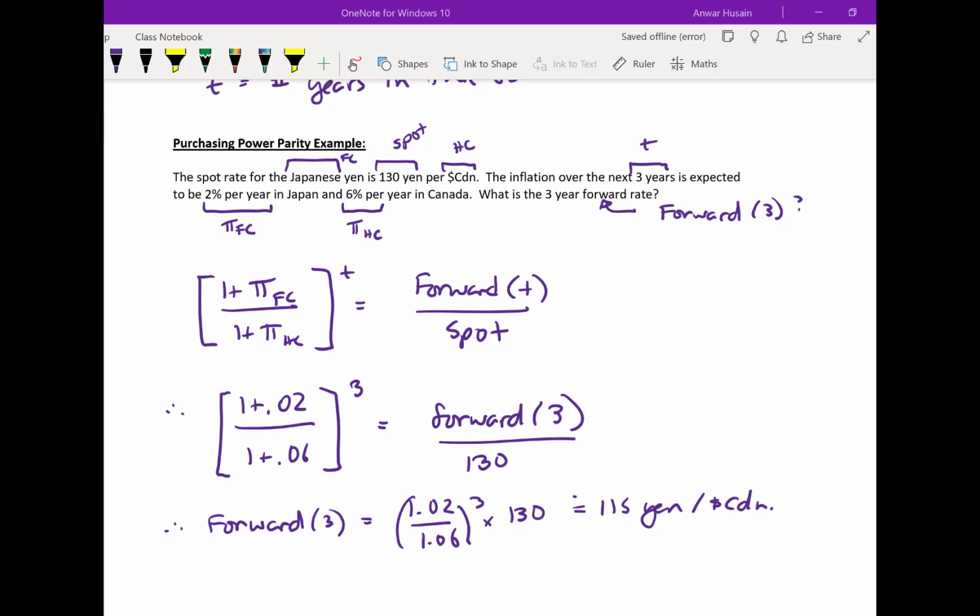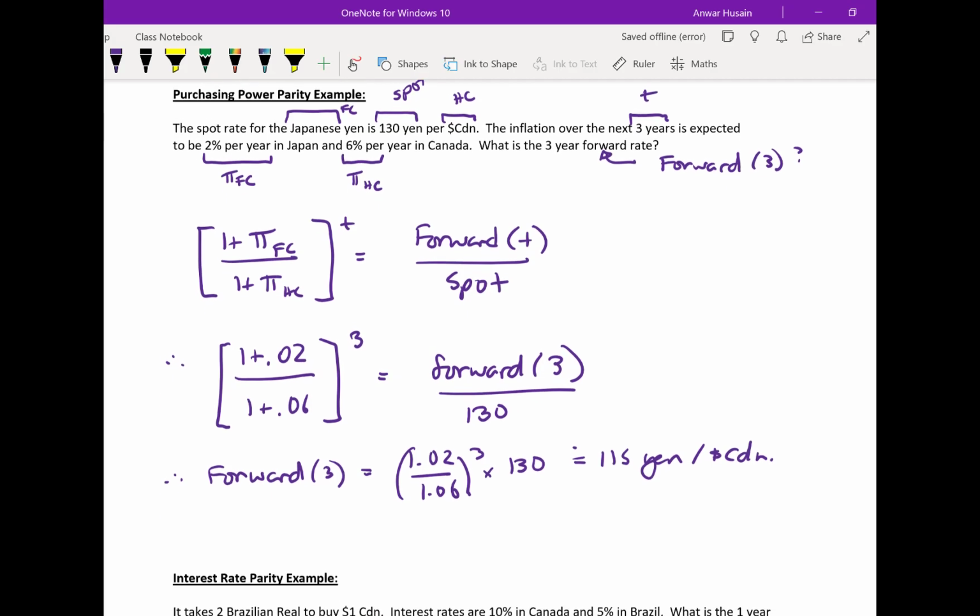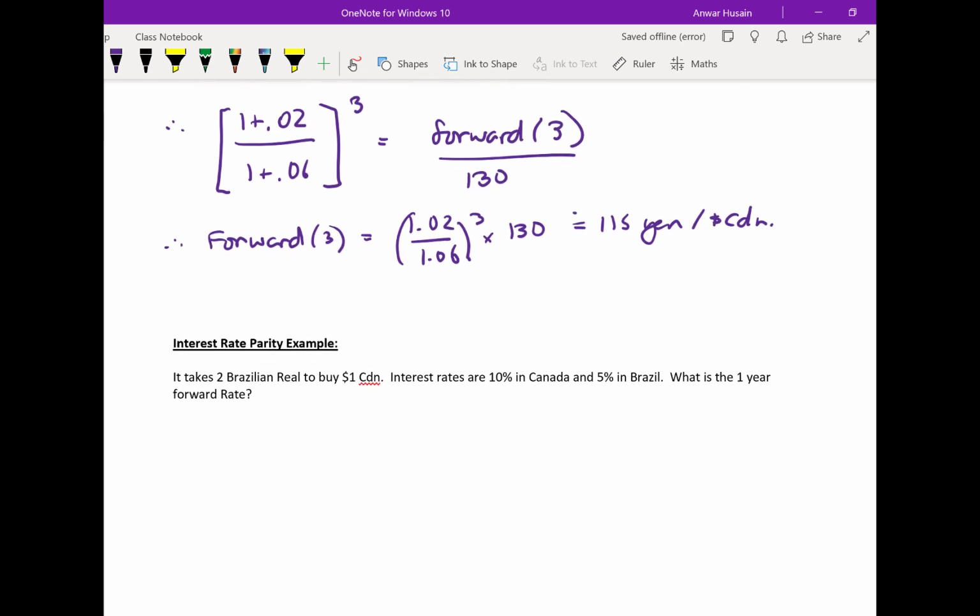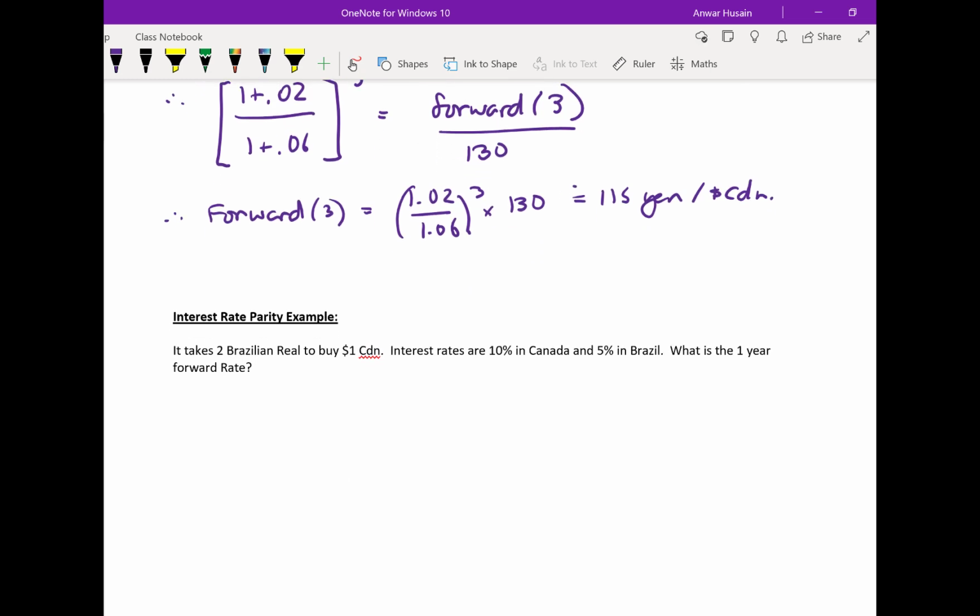Okay, so the next concept we're going to go over is interest rate parity. I'm going to just do this straight with an example. The formulas are almost identical to the purchasing power parity formula, except now we're going to use interest rates instead of inflation. So the question says, it takes 2 Brazilian real to buy $1 Canadian. Interest rates are 10% in Canada and 5% in Brazil. What's the 1-year forward rate?